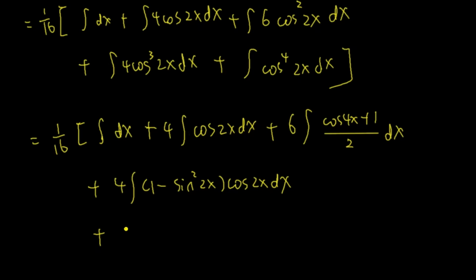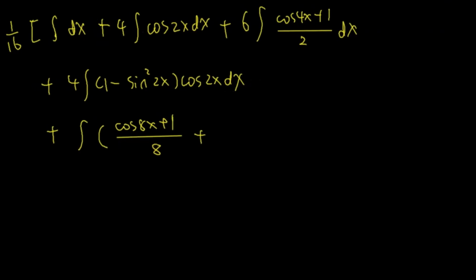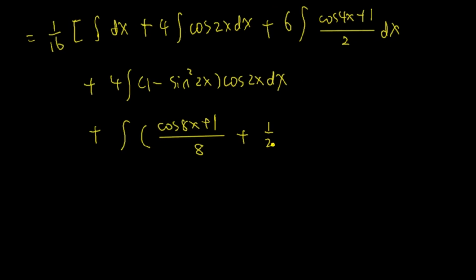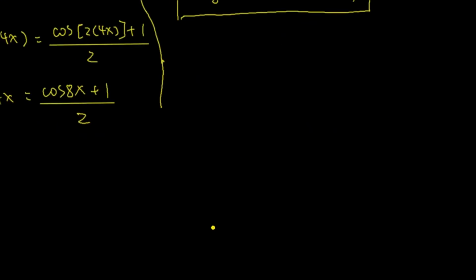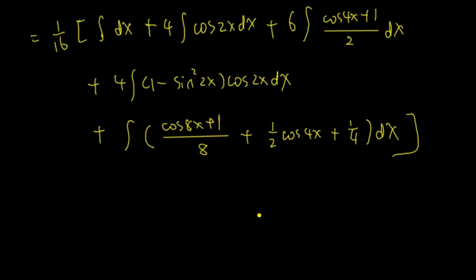Plus integral of cosine ax plus 1 over a, plus half cosine 4x plus 1/4, half cosine 4x plus 1/4 dx. Let's double check. Yeah. Okay, so let's take out the constant if we still can for this.